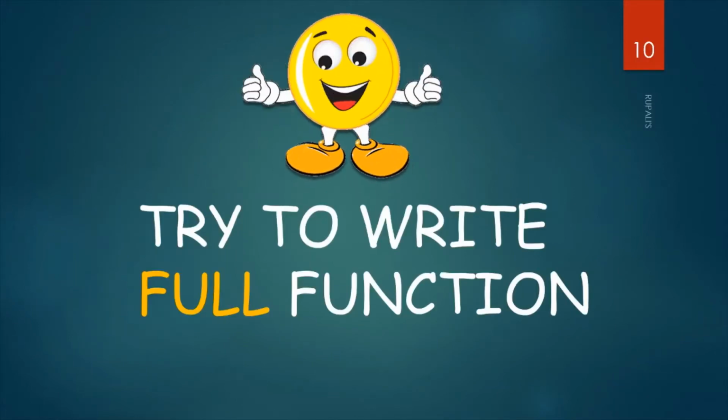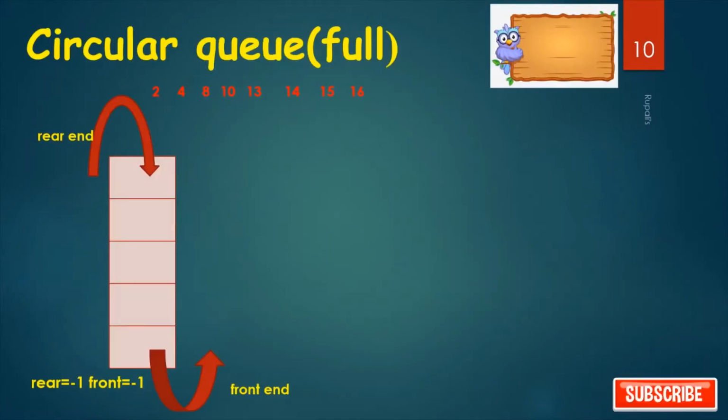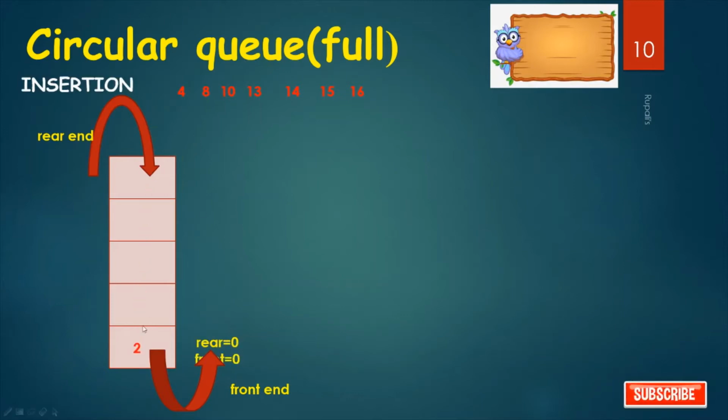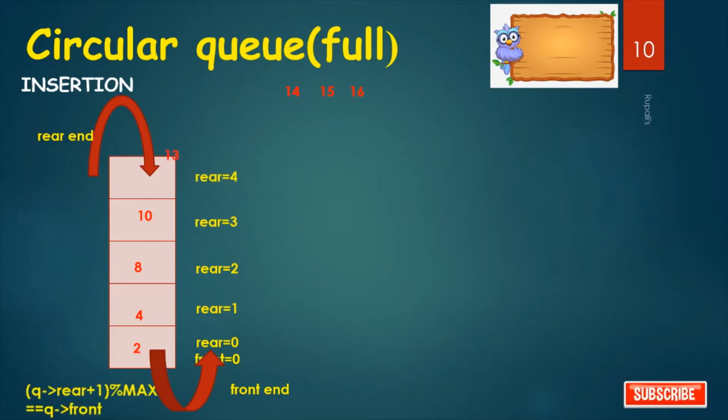Task is to try to write the full function on your own. Condition for full. First, when the queue is empty, both rear and front are -1. Rear end is the inserting end and front end is the deleting end. First, start insertion. First, make rear as 0, front as 0, insert the first element. Increase rear, insert element. In this way, you have to insert. Increase rear, insert element. Now see, in this situation, queue is full.